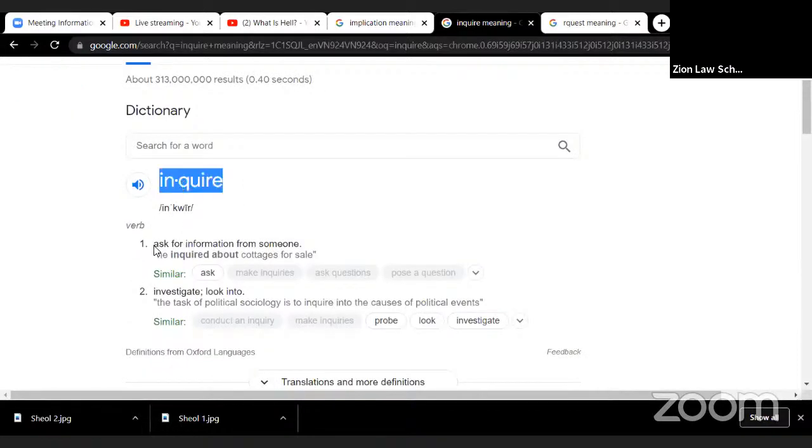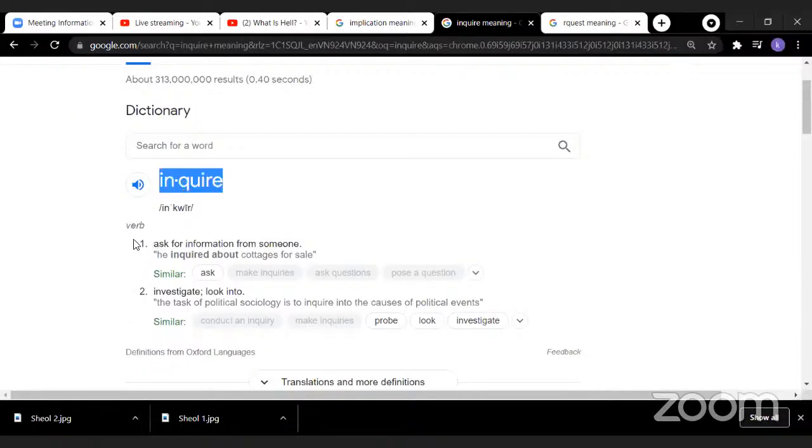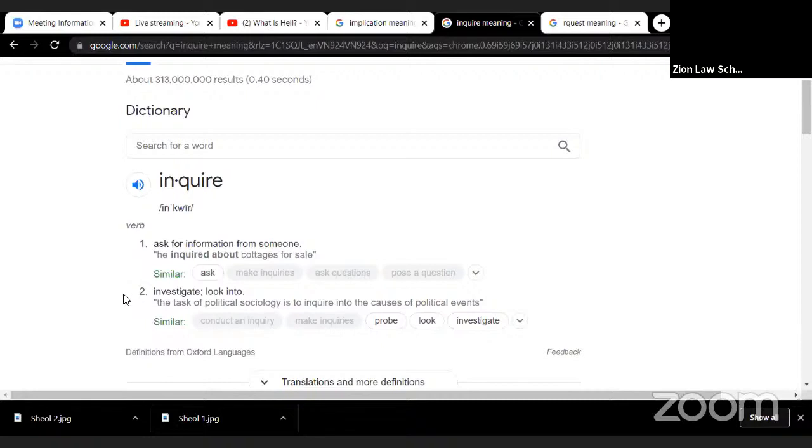Inquire, verb. Ask for information from someone. He inquired about cottages for sale. Similar: ask. Number 2, investigate, look into. Okay, excellent. Now here's what it says in Strong's number 7592.